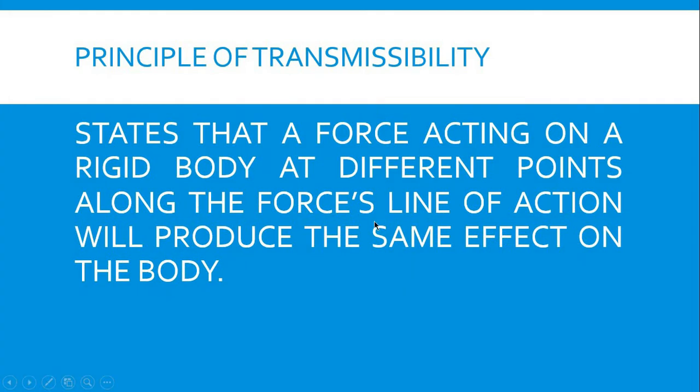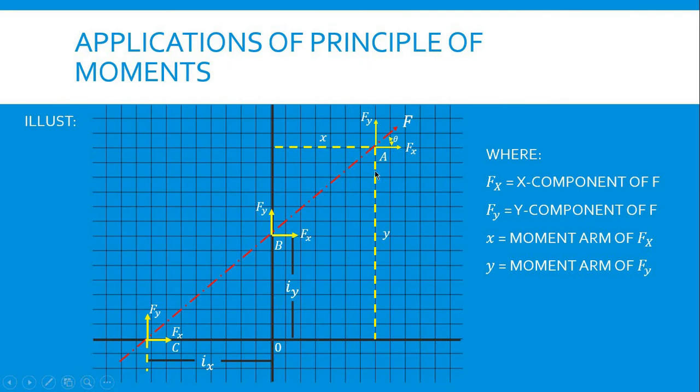The principle of transmissibility states that a force acting on a rigid body at different points along its line of action will produce the same effect on the body. Meaning to say, this red arrow, force F, at point A, point B, or point C, will turn out to have the same effect because it is directly along the line of action.